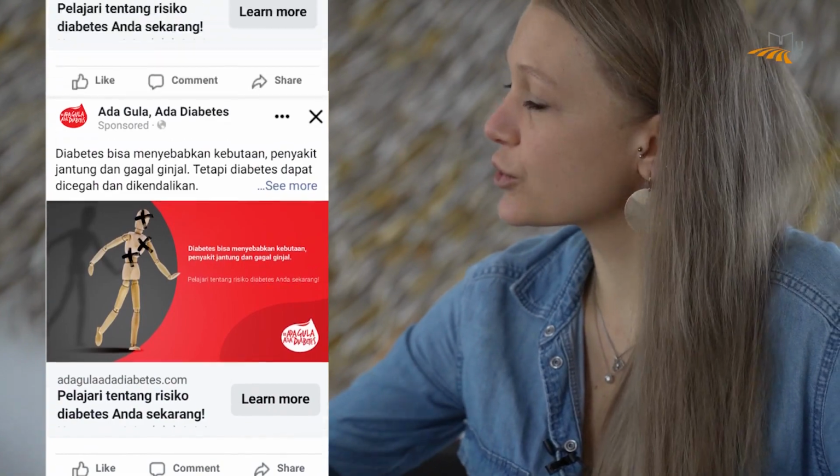So the main idea of this campaign was actually to increase diabetes detection rates, because in Indonesia only 1 in 4 persons with diabetes knows about their diagnosis. So we implemented an awareness campaign on Facebook where we randomly distributed differently designed ads. And these ads differed on different aspects or focused on different aspects of the diabetes disease.